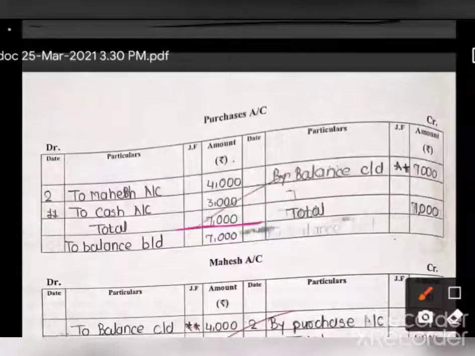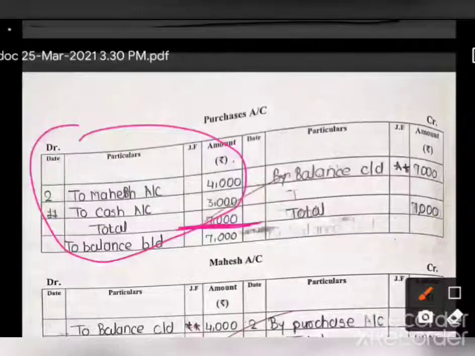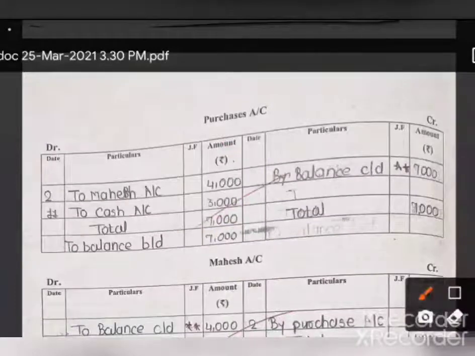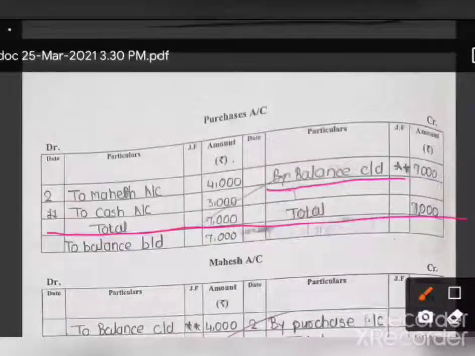This is a debit balance because the debit side is higher, it is 7,000 and this is 0. So we will enter by balance carry down, 7,000 rupees. Then we will make a total column in the same line on the debit and credit side, and this balance will be brought down at the end of the month. Since it is a debit balance, this will be brought down to the debit side. This is how we balance the ledgers.